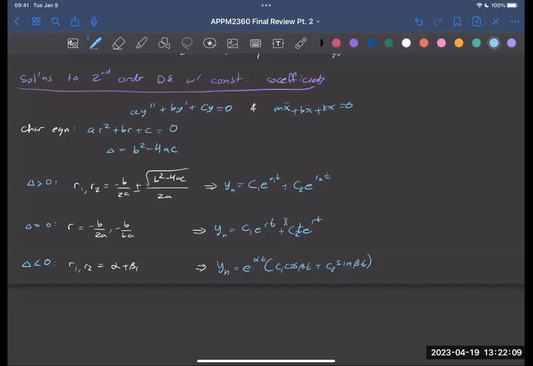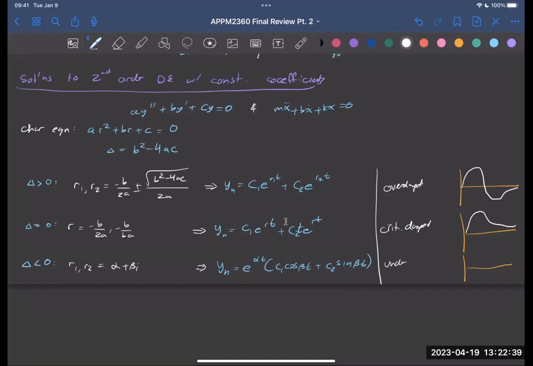And so we can produce associated graphs with each of these types of the determinant. So let me just draw 3 axes real quick. If it's overdamped, when the determinant is greater than 0, it'll look something a little like this. If it's critically damped, when the determinant is equal to 0, it'll look a little like that. And then underdamped, it'll oscillate, but also die out as it goes over time. So also note that for these two, it must cross the axis at most once.